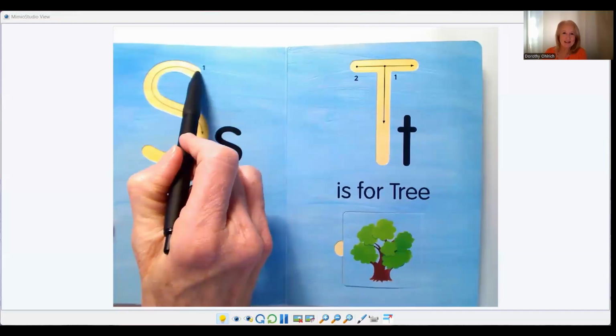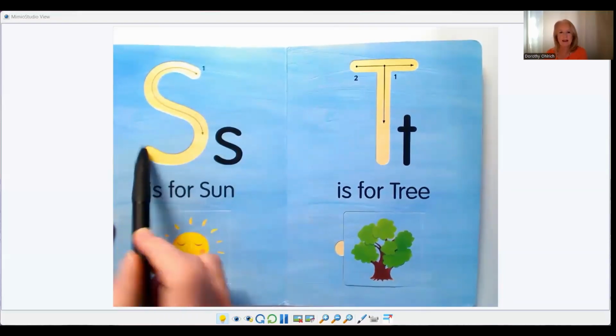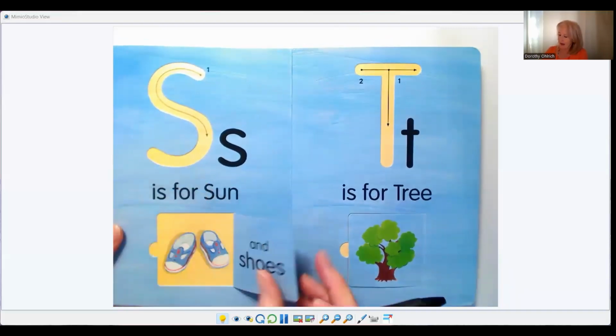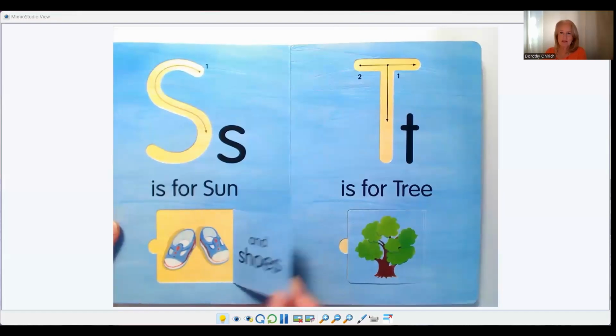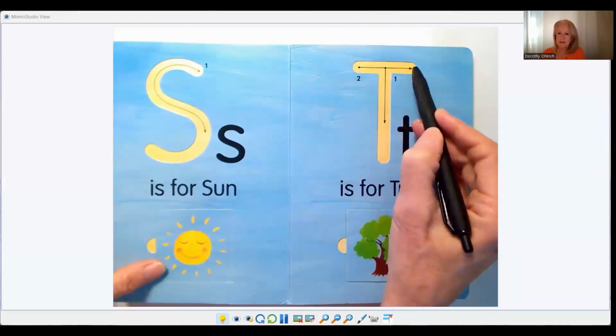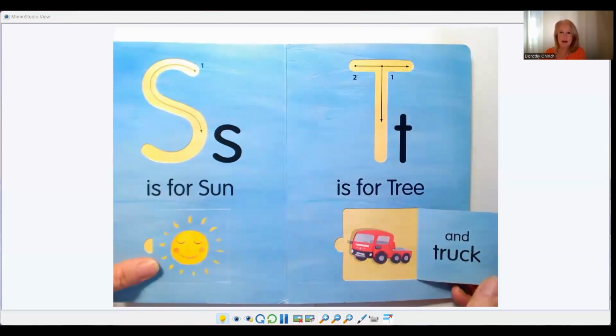S is fun. It curves one way, then it curves the other way. S is for sun and shoes. T goes down and across. T is for tree and truck.